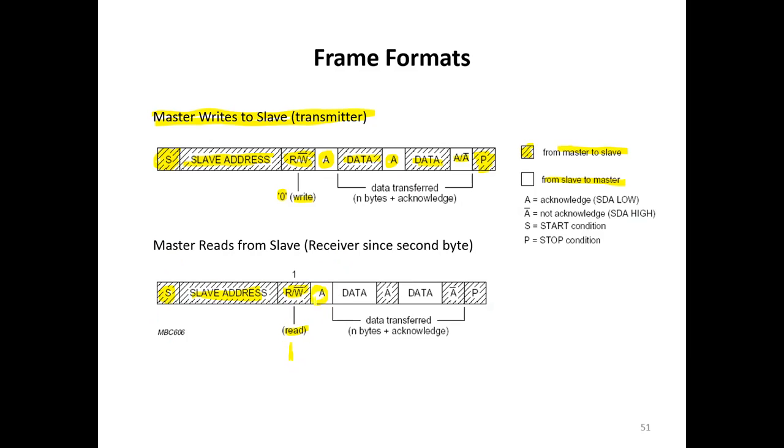First of all, we have an acknowledgement that the slave is ready. Then the slave will send the data, the master sends acknowledgement. The slave sends the data, the master sends acknowledgement, etc. Once the master is done with the transfer, it can generate the stop condition. Is this clear?